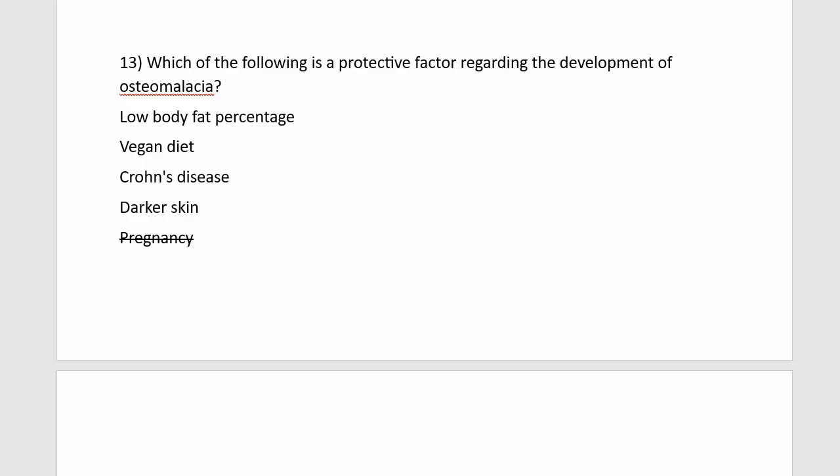Darker skin. So the higher melanin content in darker skin reduces the body's ability to synthesize vitamin D from sunlight. So this is actually a risk factor of osteomalacia.